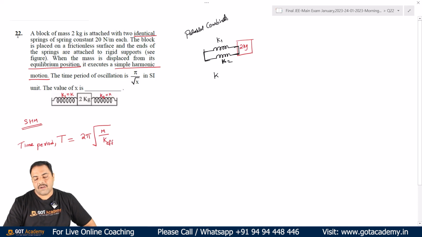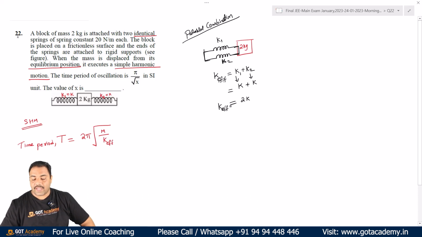During parallel combination, the effective spring constant K effective is equal to K1 plus K2. Since both are of the same constants, I can write it as K and K in place of K1 and K2. So the answer will be 2K. So the effective spring constant is 2K. Look at the question, my dear children: the spring constant value is given as 20 Newton per meter. So 2 into 20 is equal to 40 Newton per meter. So this is the effective spring constant.